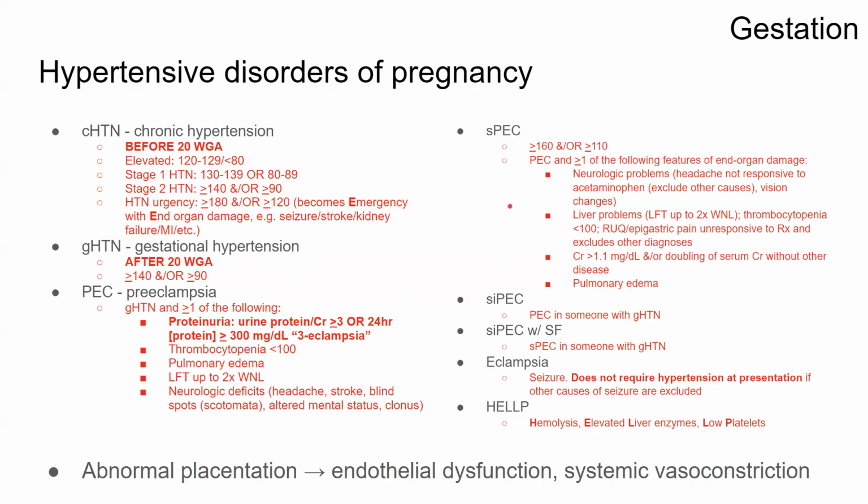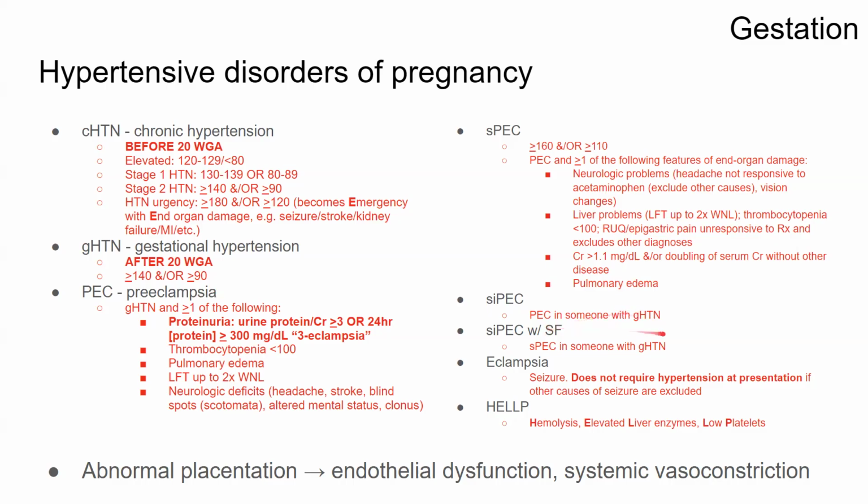I also put the abbreviations for the different kinds of preeclampsia and hypertension, just because that's how they'll show up on the wards. So just to figure out what you're looking at, because OB-GYN loves their abbreviations. PEC, preeclampsia, SPEC, preeclampsia with severe features. You'll also see SIPEC, which is just preeclampsia in someone that shouldn't be gestational.